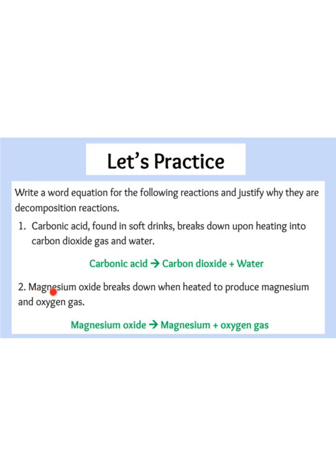Similarly, magnesium oxide breaks into magnesium and oxygen gas. So, magnesium oxide gives magnesium and oxygen gas. As I have one reactant which is broken down to give two different products, this reaction is decomposition.